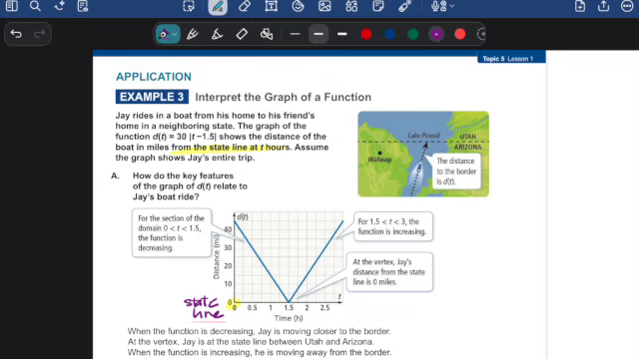So we can see how long does it take him to reach the state line? Well, at 0 distance, it takes him 1.5 hours. So it takes him 1.5 hours to get to the border. And then where is it decreasing? Well, it's decreasing when t is less than 1.5. So here it's decreasing. That means the distance is decreasing. We're getting closer and closer to the state line. And then our graph is increasing, or we're getting farther and farther away, when the input is greater than 1.5.